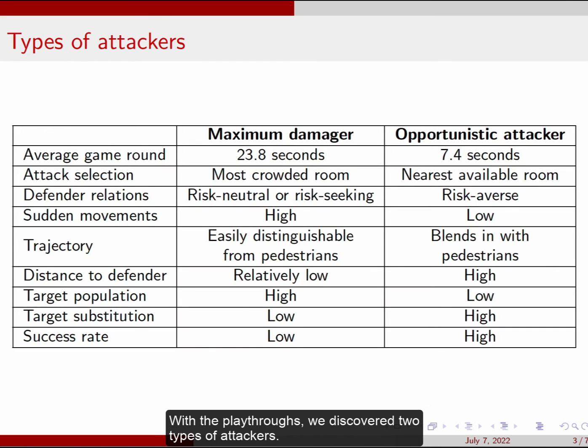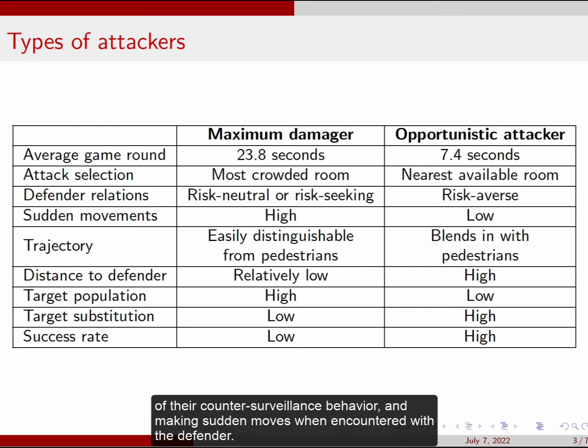At the playthroughs, we discovered 2 types of attackers. The maximum damager fixates on the most crowded central room and takes their time to be able to plant the paintball in this room. Their trajectory is easily distinguishable from the pedestrians because of their counter-surveillance behavior and making sudden moves when encountered with the defenders.